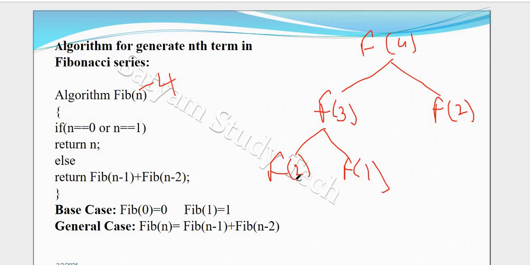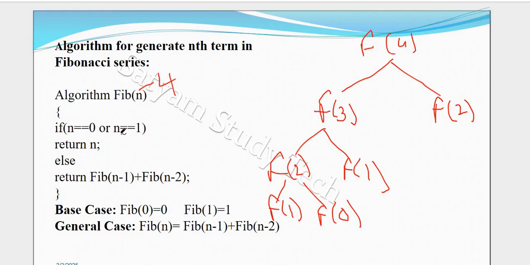Now again we can see fib of 2, 2 equal to 0 or 2 equal to 1, condition fails, then the else statement is executed, fib of n minus 1 and fib of n minus 2. Now we can see fib of n minus 1 value is fib of 1. So here the fib of 1 and fib of n minus 2, that is 2 minus 2, that is fib of 0.